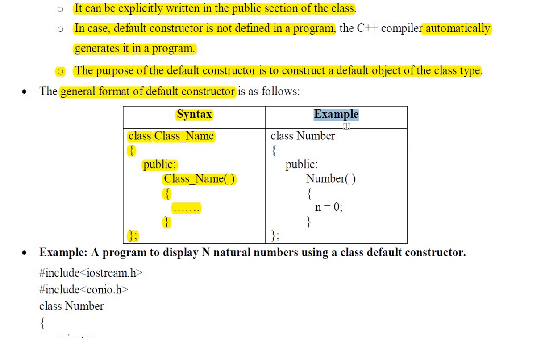Here the example: class keyword, number is the name of the class, this is the opening flower bracket. In the public section we are creating a function named number. So the name of this function is number and the class name is also number. This function is a constructor, but it does not have any parameter in brackets, so it is a default constructor. Simply, a default constructor is a type of constructor without any parameter or argument, like this.